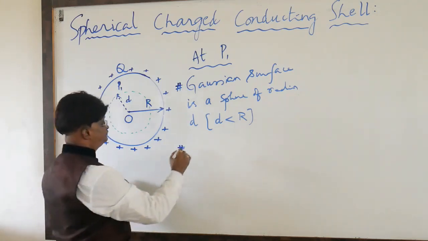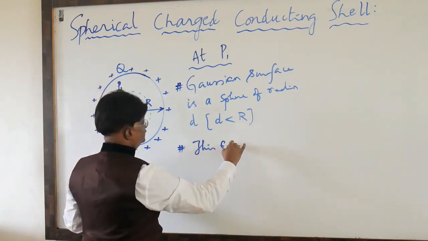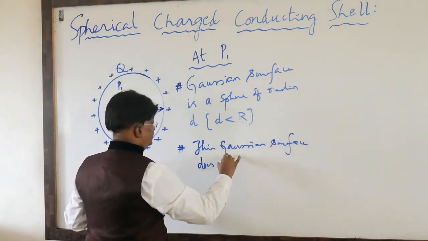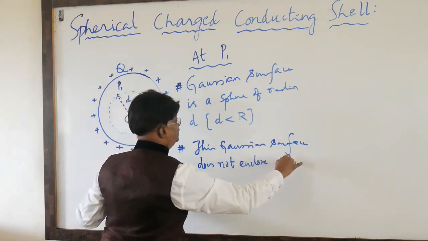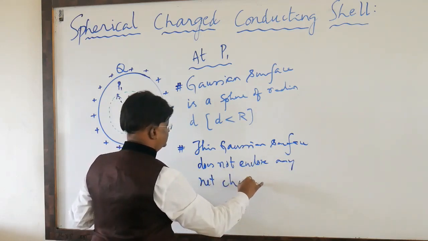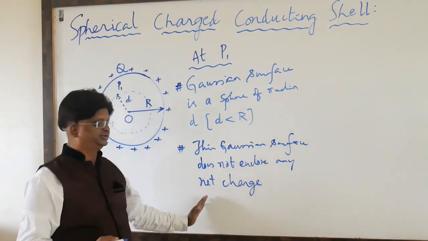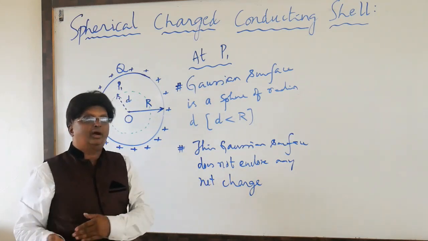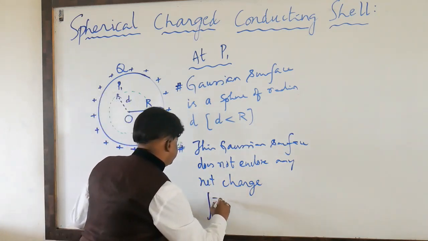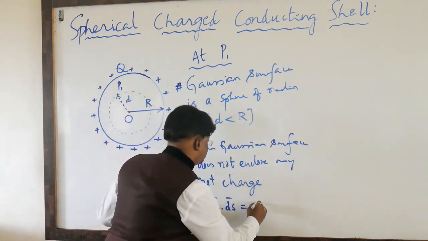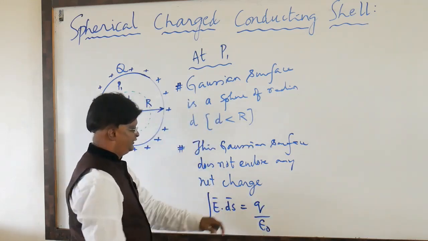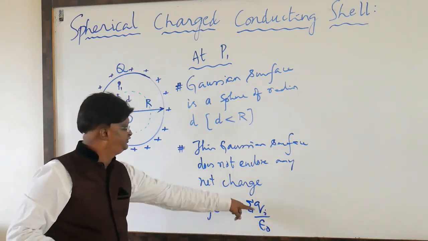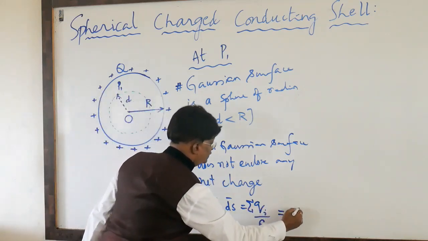So what is the statement we are making? This Gaussian surface does not enclose any net charge. Why? Because of the expulsion property, all the charges are present on the surface. Therefore, now when we write the integral E bar dot dS bar is equal to q by epsilon naught, this is the same sigma qi. This sigma qi is 0, therefore the integral is equal to 0.